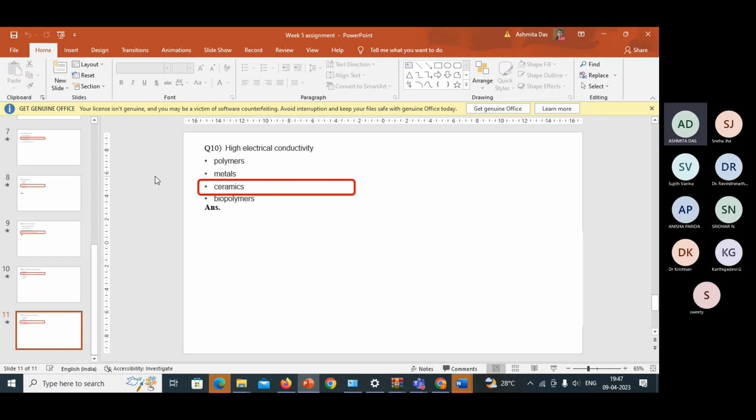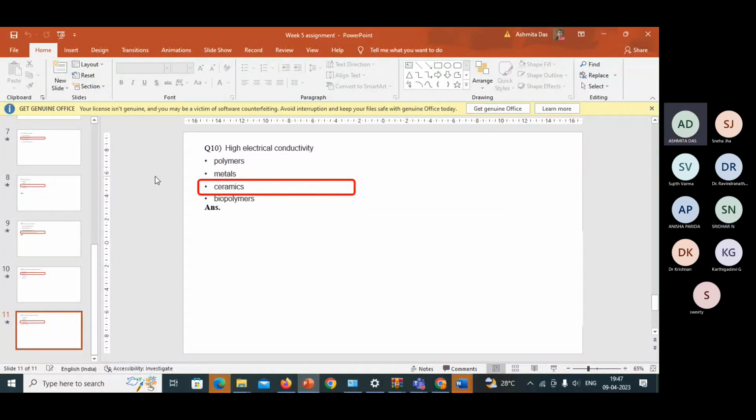Hello, ma'am. Ma'am, in the assignment, the 10th question, which material has low compressive strength, is discussed. The right answer is polymer. But in the problem solving session, question 10, which has high electrical conductivity, the answer is ceramic. Why is the question different, ma'am?